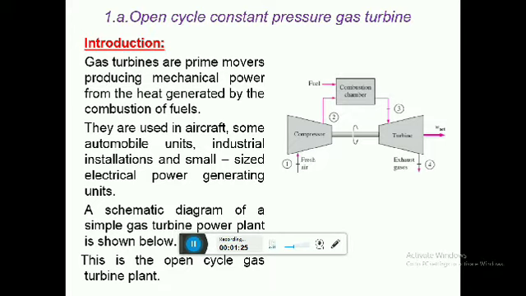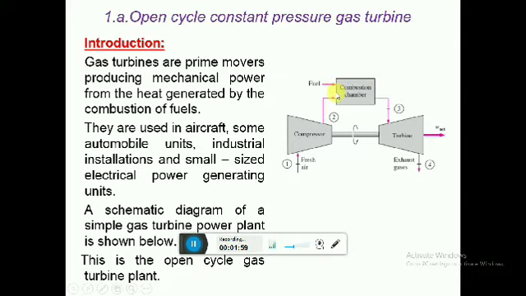The gas turbines are basically prime movers. They convert heat energy into mechanical energy. They are widely used in aircraft and industrial installations. First of all, the air enters the compressor. The air is compressed to a high pressure, then it is passed into a combustion chamber where fuel, the liquid fuel, may be sprayed into the combustion chamber. The air and fuel mixture undergoes combustion at a high temperature.